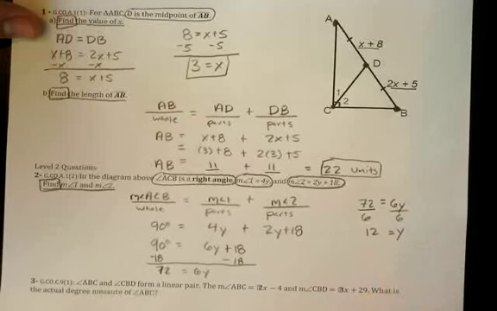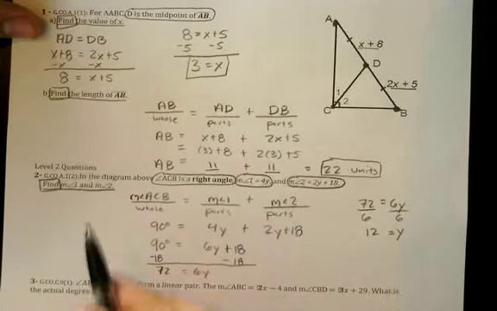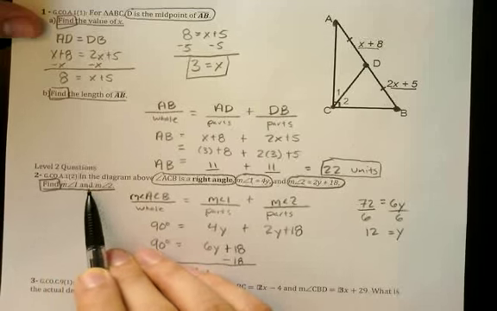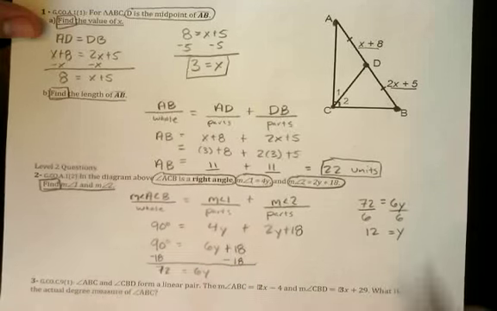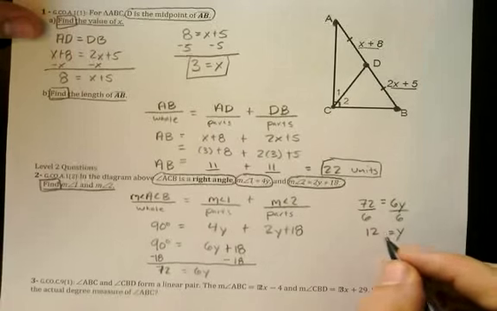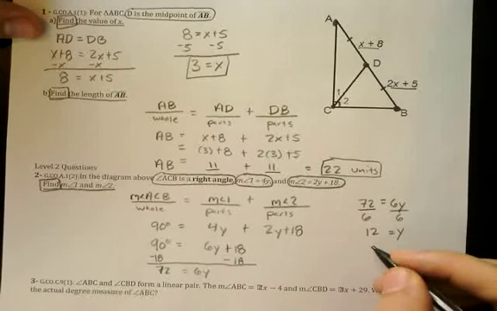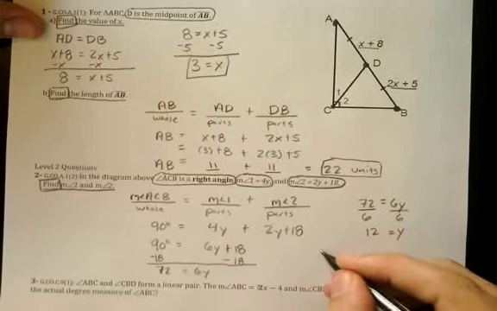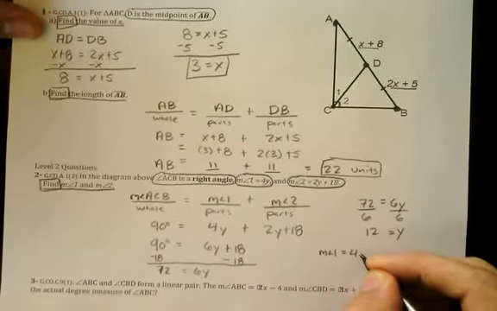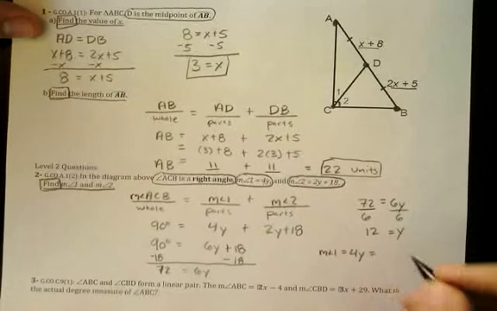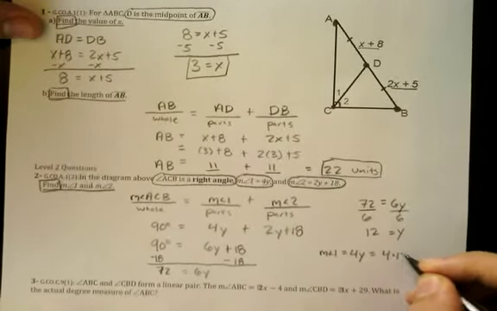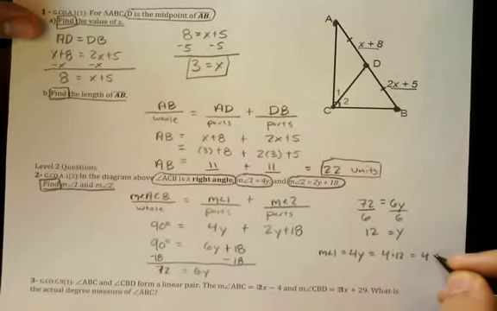I go back to what the problem wanted me to find, and it said to find the measure of angle 1 and the measure of angle 2. So just because I have y equals 12 does not mean I'm done yet. I'm now going to take this information and plug it in to find the measure of angle 1, which was 4y, and when I substitute in 12 for y, this is 4 times 12, which is 48 degrees.